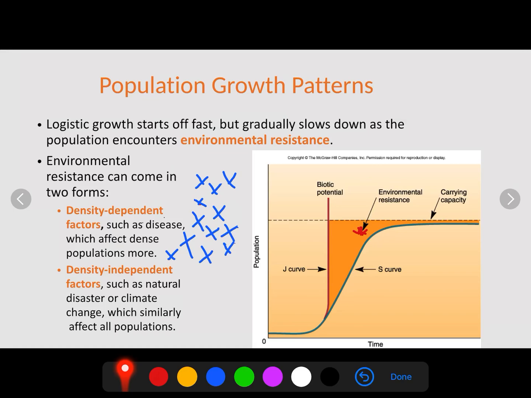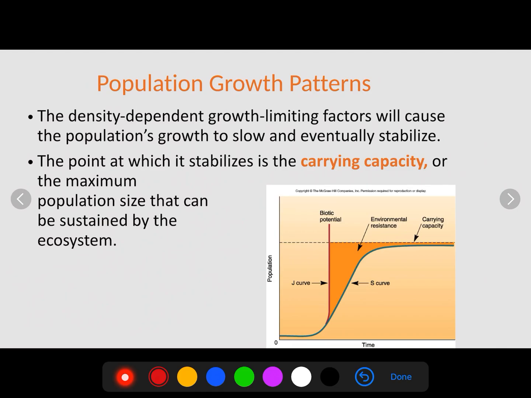Now, density independent factors are things like natural disasters, like hurricanes or tornadoes, or even just climate change. These are things that are happening by random chance. So really, if there are two individuals in a population, or in another population up here we have hundreds, and a tornado comes through, it doesn't matter if there's 100 or if there's two, that random event is going to be what kills them.